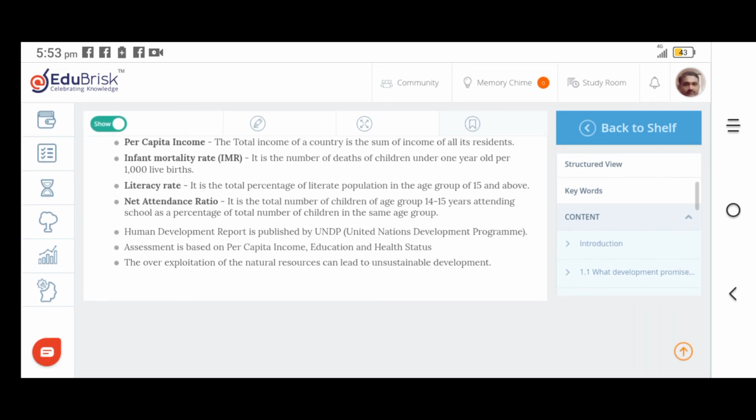Human Development Report is published by whom? United Nations Development Program. The assessment is based on per capita income, education and health status. The over exploitation of natural resources can lead to unsustainable development.